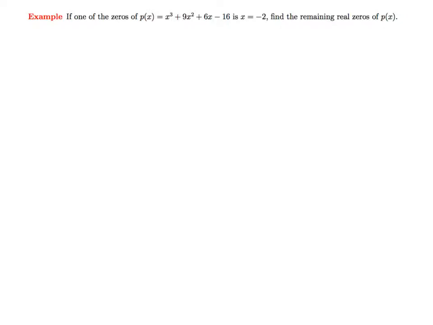In this example, we start with the polynomial p above, and we're told that x plus 2 is a factor of this polynomial, and we would like to find the other zeros if they exist. So for each factor, we have a zero and vice versa. So if we can identify all of the factors, then we can find all of the zeros. So we know that x equals minus 2 is one of the zeros.